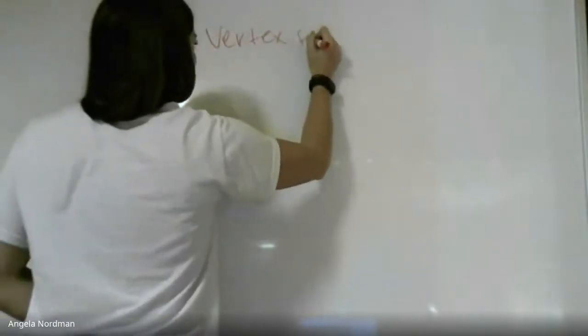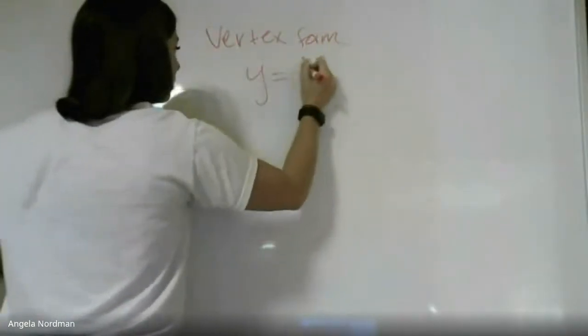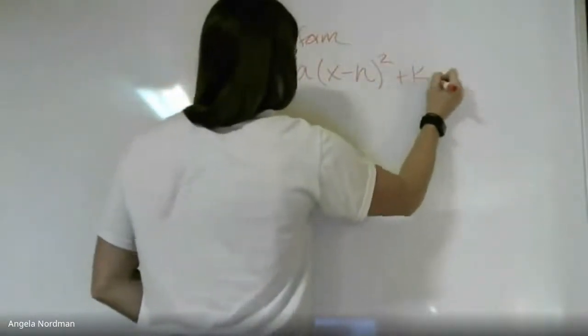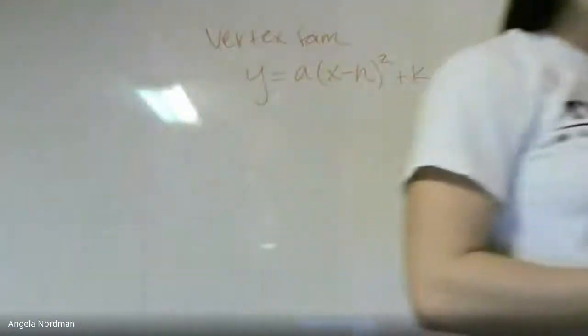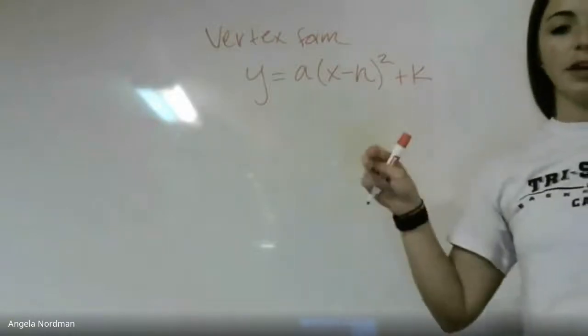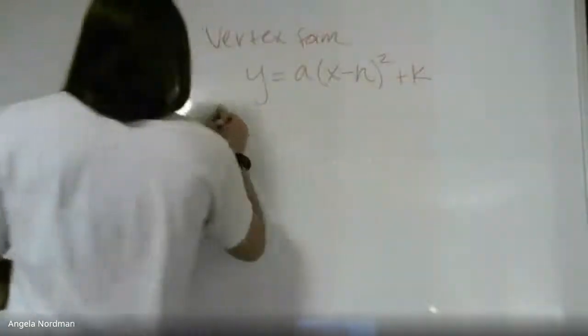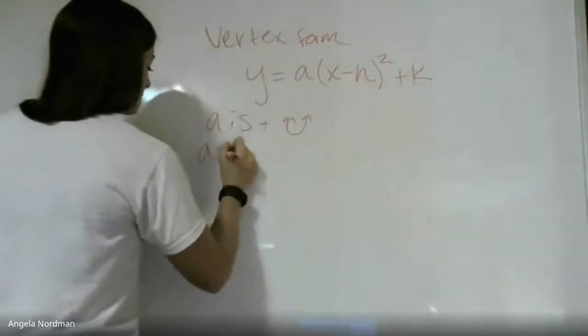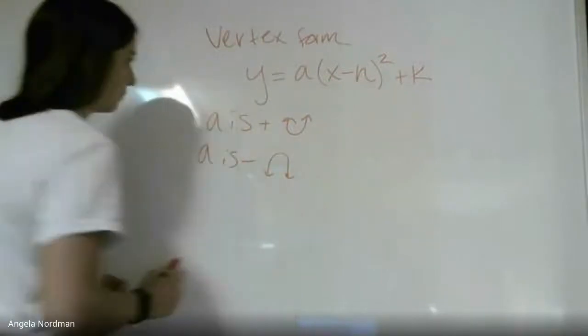So still a parabola. The difference between vertex form and standard form is simply the way in which you find it. For vertex form, it's y equals a times (x minus h) quantity squared plus k. We don't get quite as lucky here because there's not as much that we know about being able to find this really easily. You still have the facts that if a is positive, it opens up, and if a is negative, it opens down.